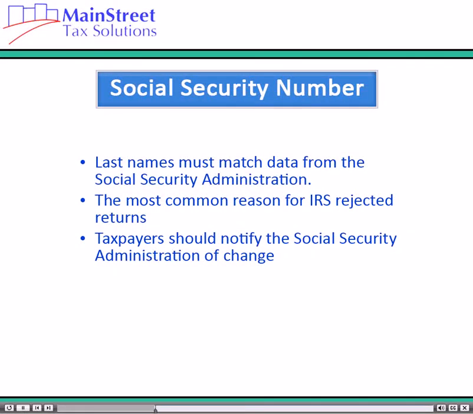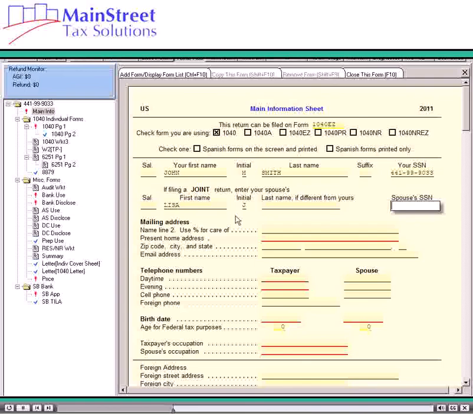The spouse's last name must match the name on the IRS file with the information provided to them by the Social Security Administration. A name not matching the IRS master file is one of the major causes of rejected returns. The taxpayer should notify the Social Security Administration in the event of marriage, divorce, or other life change. We will now enter the spouse's Social Security number in the spouse's Social Security number field.